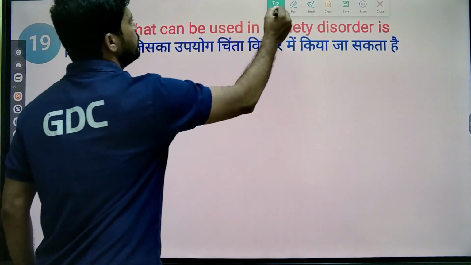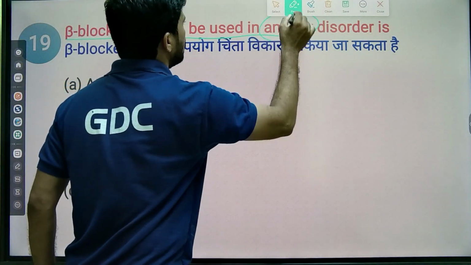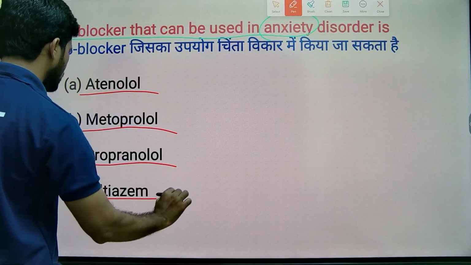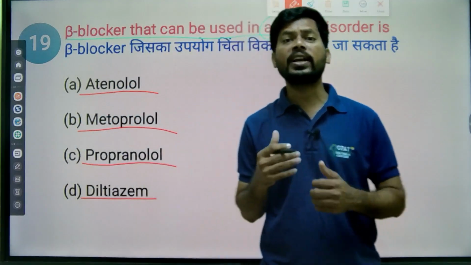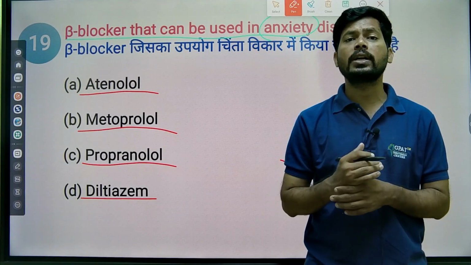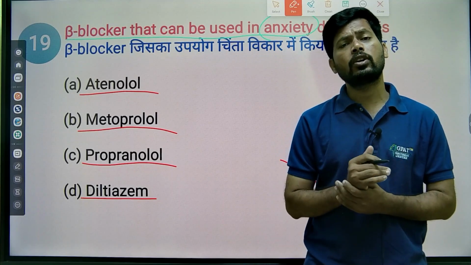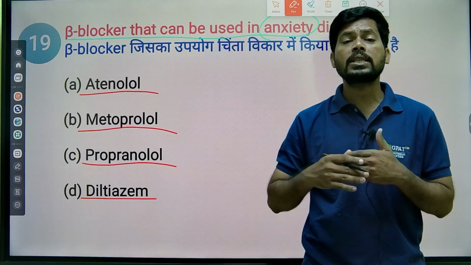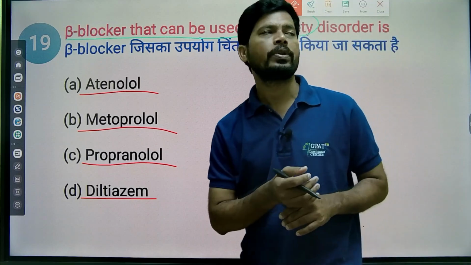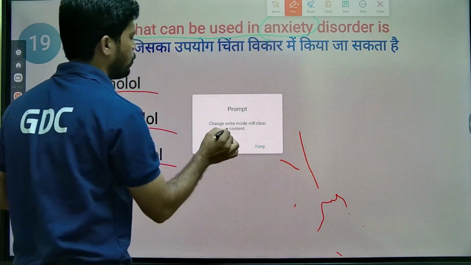So next MCQ. Which beta blocker can be used in anxiety disorder? Options: atenolol, metoprolol, propranolol, diltiazem. So what is anxiety? Worriness, tension, worry about simple things, about what happened in the past, about what is going to happen in the future. If the worry becomes excessive, it may develop into an anxiety disorder. In anxiety, sympathetic activity increases, respiration becomes irregular, and there are changes in CNS actions. The sympatholytic drug used in the treatment of anxiety is propranolol. The answer is propranolol.